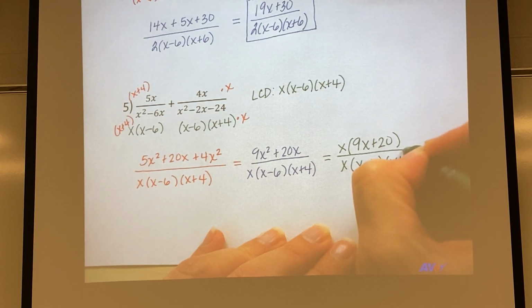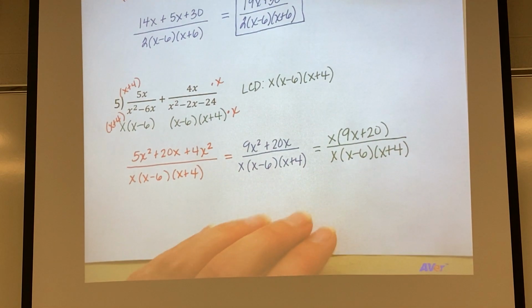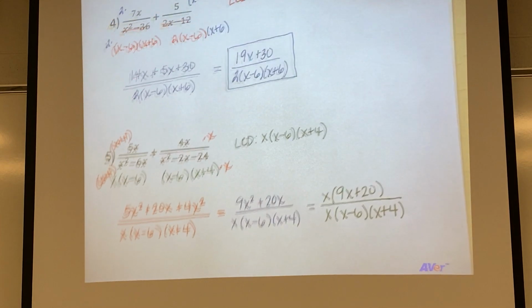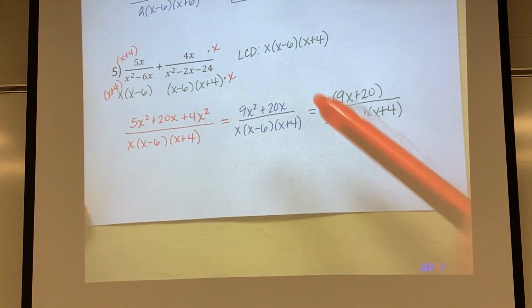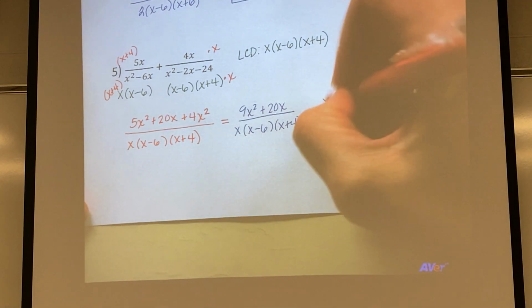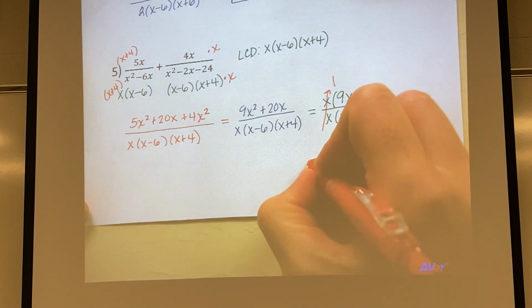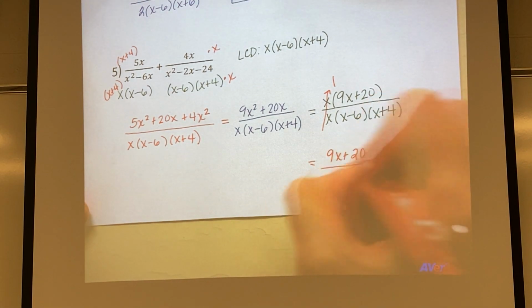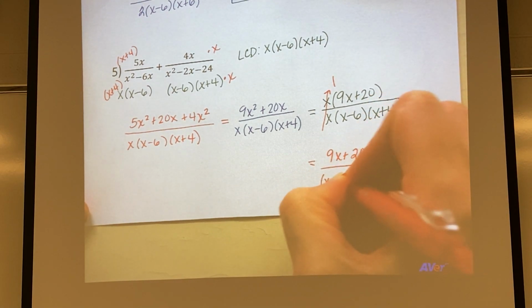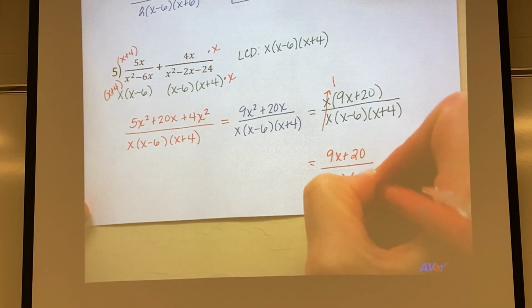And it was a good thing that we took that GCF out because now we have an x in our numerator and our denominator that we can divide out. So these x's here divide to equal 1. So we're left with 9x plus 20 over x minus 6, x plus 4.